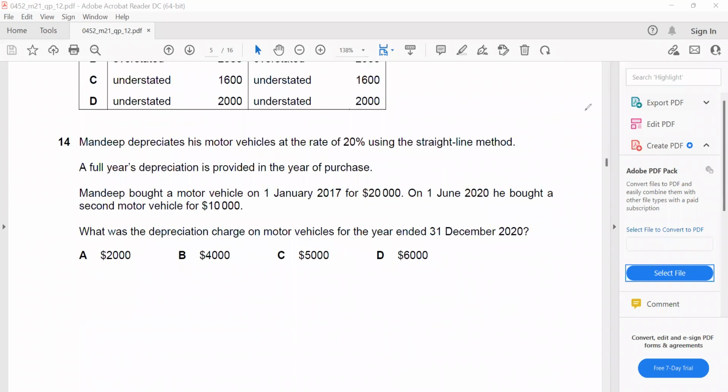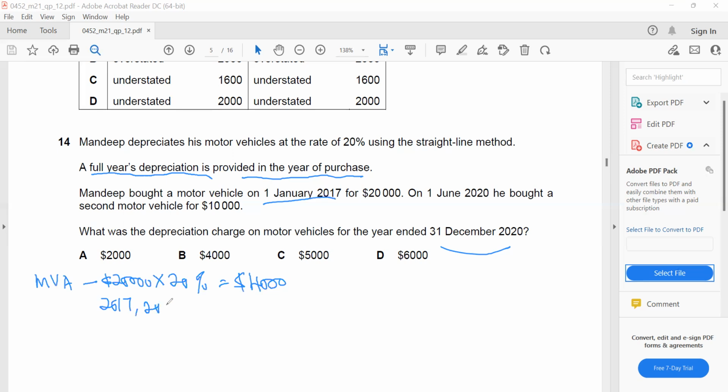Question 14. Mandit depreciates his motor vehicle at the rate of 20% using the straight line method. A full year's depreciation is provided in the year of purchase. Mandit bought a motor vehicle on 1st January for 20,000. On 1st June, he bought a second motor vehicle. What was the depreciation charge in the year? Here they say that a full year's depreciation is provided for the year, so regardless of when you buy, you calculate the full amount. This one is 1st January, motor vehicle A. 20,000 times 20% is 4,000. 4,000 each year.